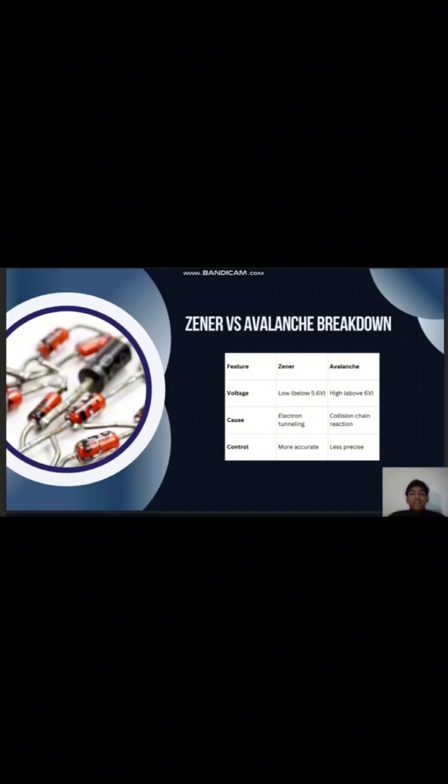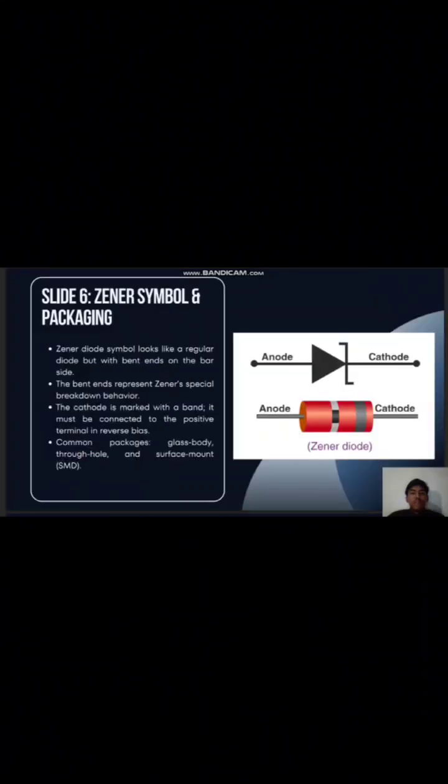Today I will present Zener versus avalanche breakdown. Zener and avalanche breakdown are two ways a diode breaks down when too much reverse voltage is applied. Zener breakdown happens at low voltage, below 5.6 volts, due to electron tunneling, and it is very accurate. Avalanche breakdown occurs at a higher voltage, above 6 volts, when fast moving electrons hit atoms and create more electrons, causing a chain reaction. It is less accurate but still useful, especially in high voltage protection circuits.